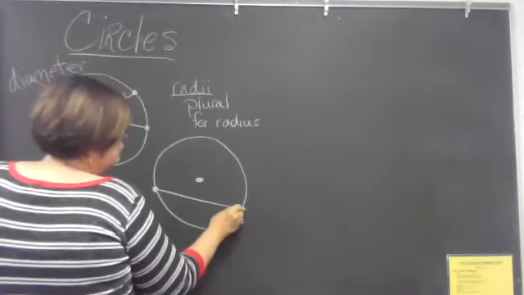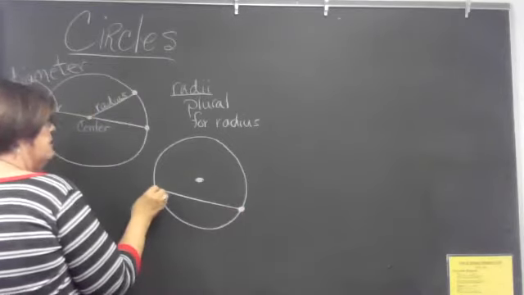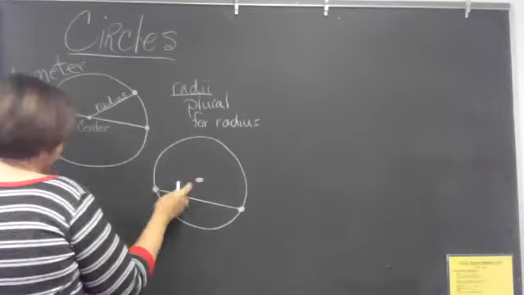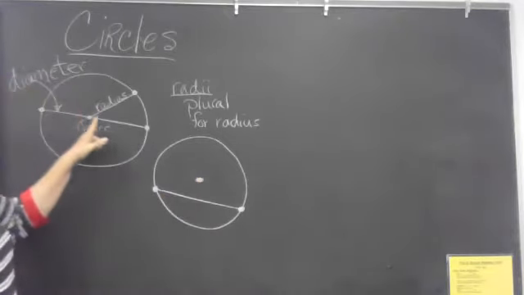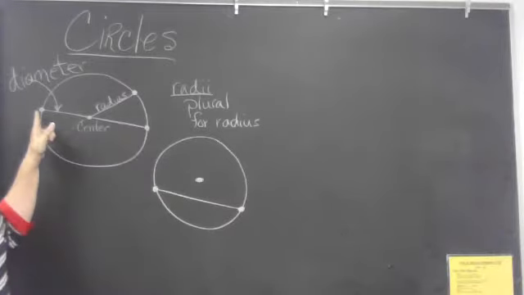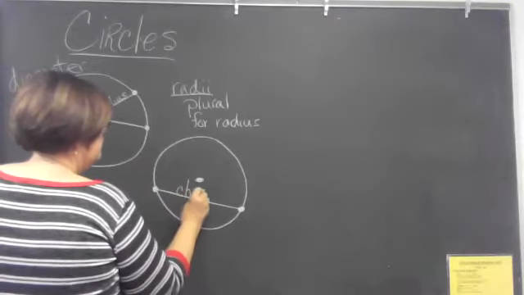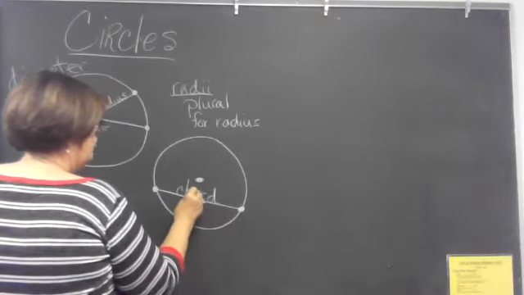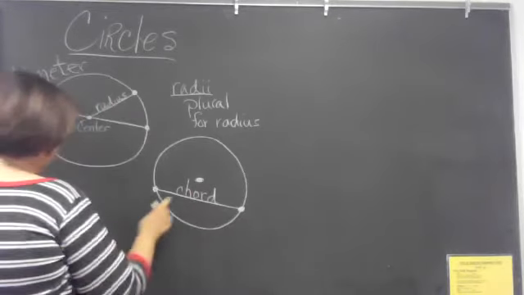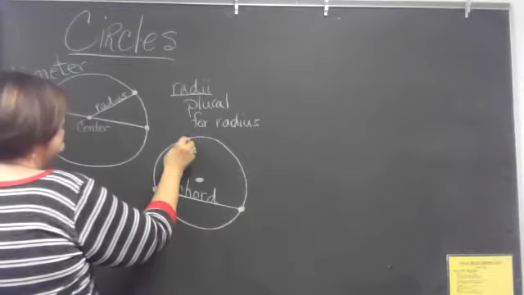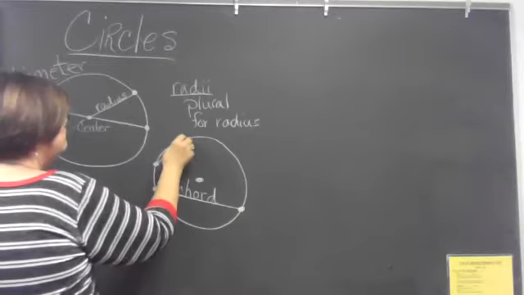And it can happen anywhere in the circle, but it is the length from one side of the circle to the other side of the circle, but does not go through the center. The diameter goes through the center from side to side. A chord, C-H-O-R-D, chord, connects 2 sides of the circle, but does not pass through the center. So you could even have a chord right here. Do y'all see?